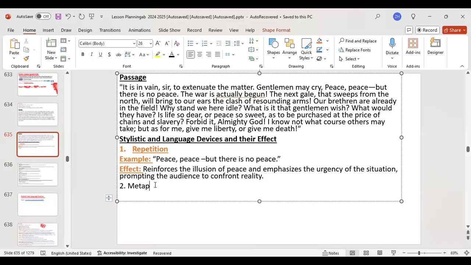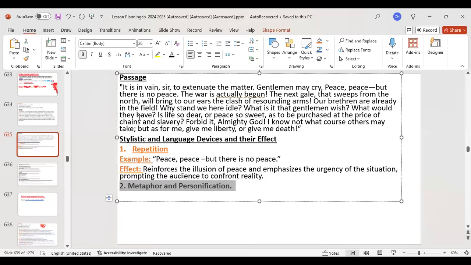So the second device that I see is a metaphor. Does anyone else see a metaphor? I see metaphor and I see personification. So do y'all see it? Yes, sir. Where? "The war is actually begun." Is that a metaphor? No, that's not a metaphor. That's an actual real statement that he's trying to make.